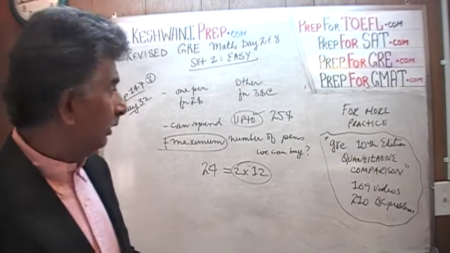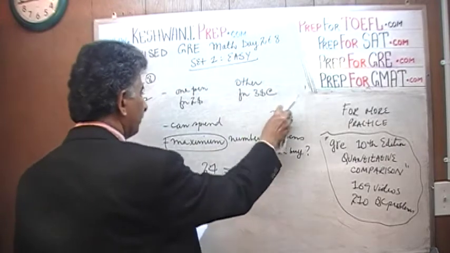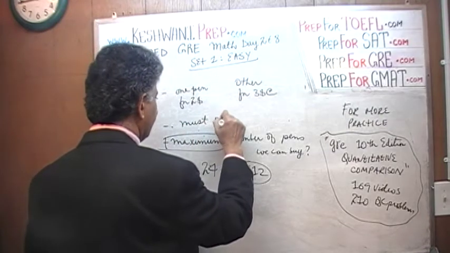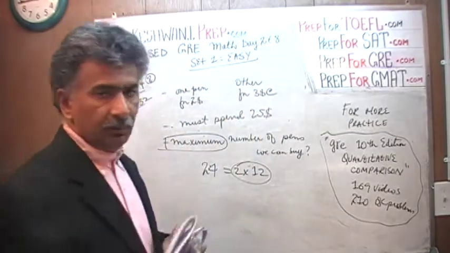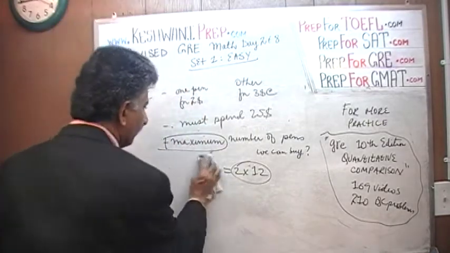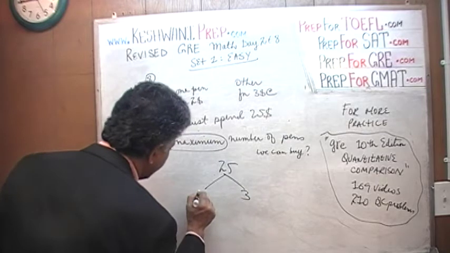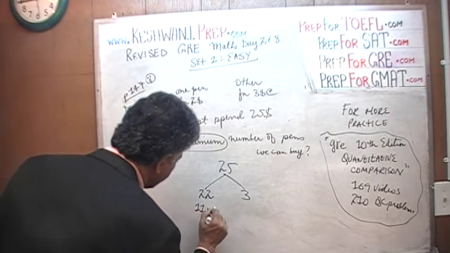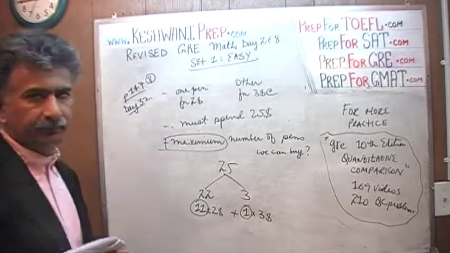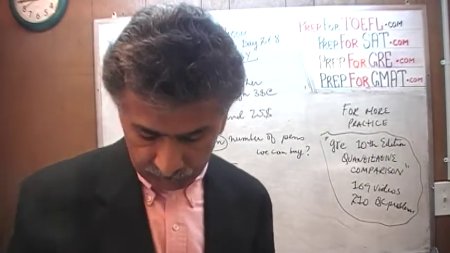Now, if instead of saying we can spend up to $25, we were told that we must spend $25, then how many pens could we buy for a total of $25, the maximum number? The answer would still be 12, because then we'll split the 25 into $3 and $22, and we'll buy 11 pens of $2 each and 1 pen of $3 each. 1 plus 11 is 12. So whether you spend all the $25 or whether you spend $24, the most that you can buy is 12.